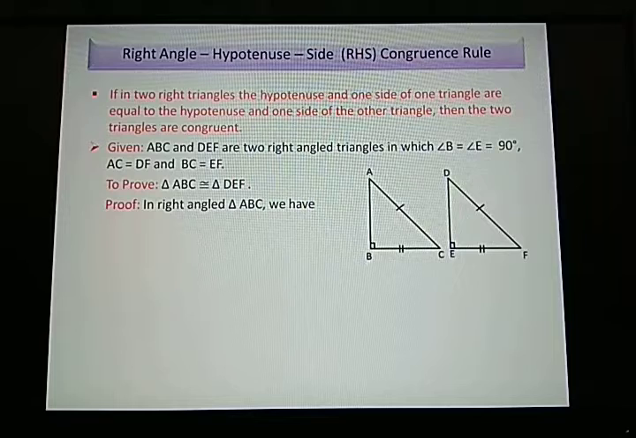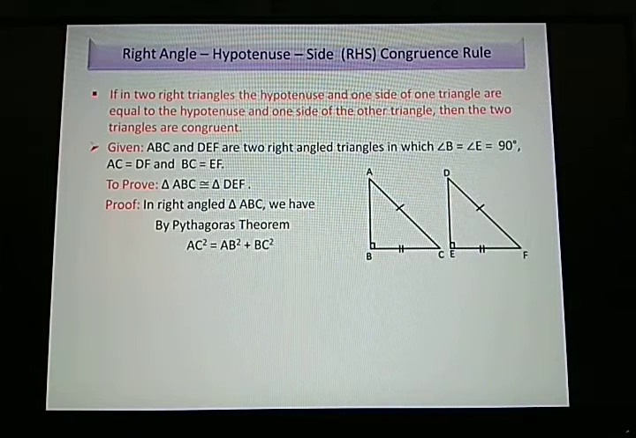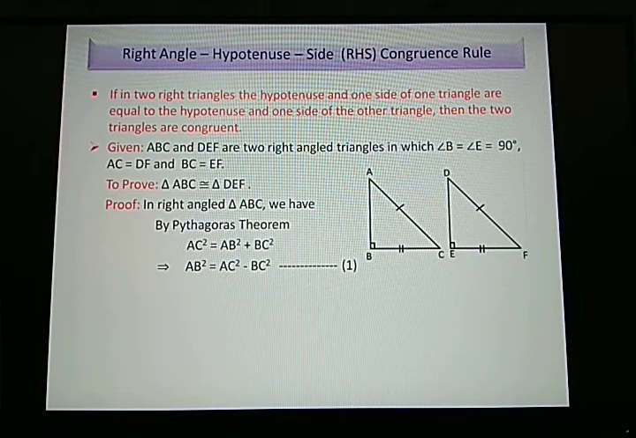So first of all, we will consider one triangle. First we will consider the right angle triangle ABC. In right angle triangle ABC, if we apply the Pythagoras theorem, then what do we get? We get AC square equals AB square plus BC square, which we can even write in this way: AB square equals AC square minus BC square. Because AB square is not given in this question, we are considering AB square, and whatever is given to us, that AC square and BC square, we are taking it in this way.